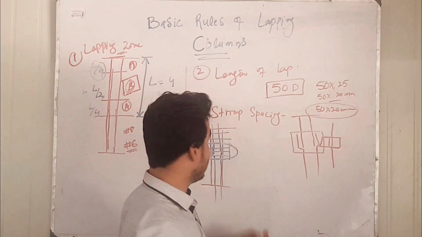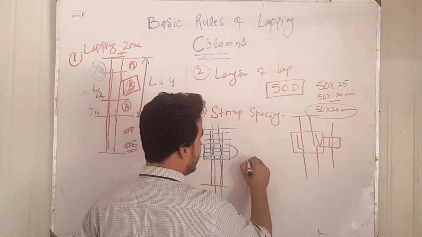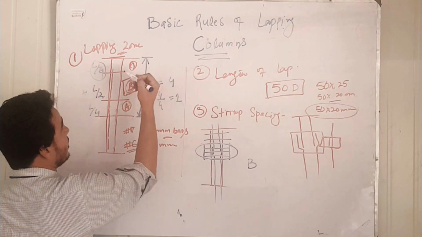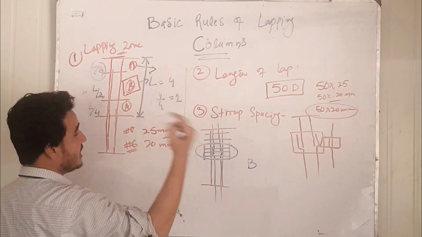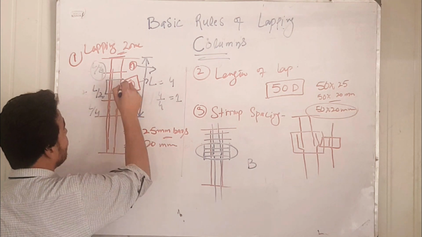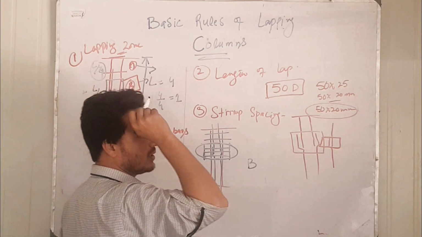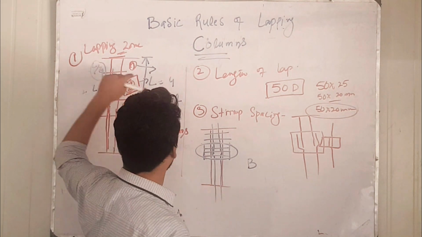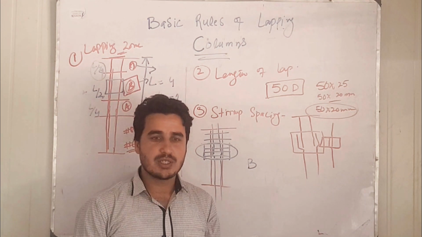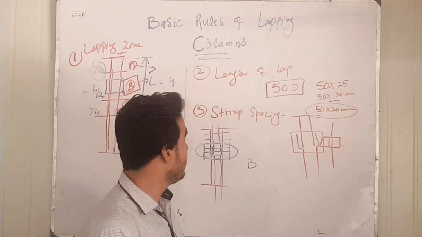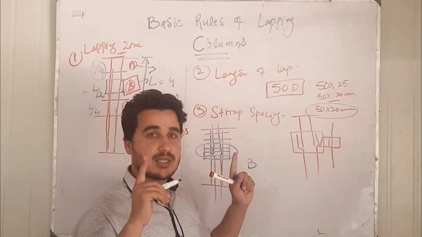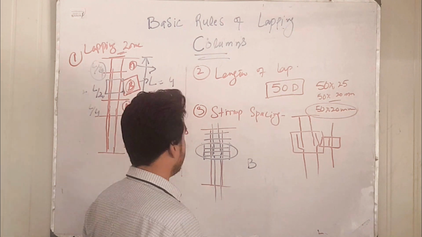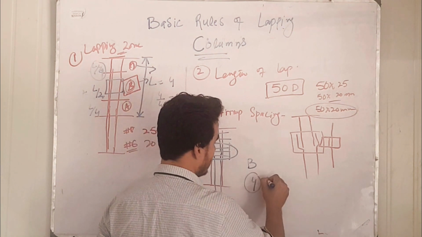In zone B, the stirrup spacing will be less than at zone A, and the reason is very simple: in zone B we will have to give the lap, and at that lapping point the stirrup spacing will be less than at the normal point. So this was about the stirrup spacing, that how much will be the spacing of the stirrups at a lapping zone. Now the fourth point is about the welding in columns.